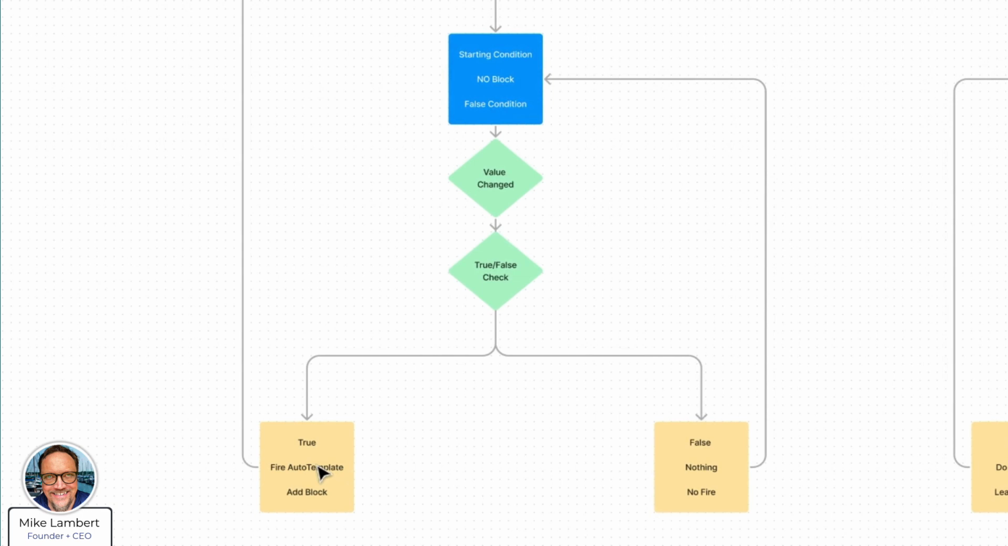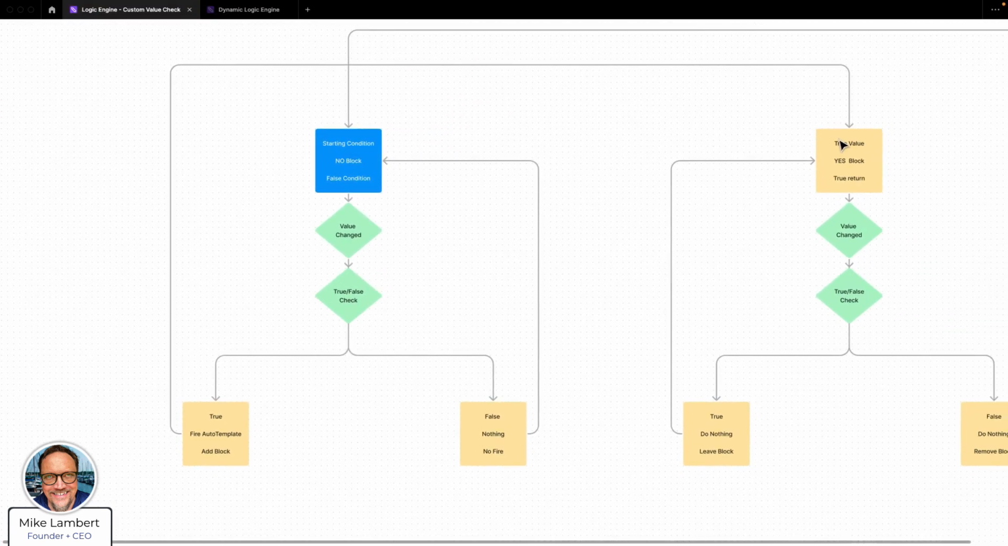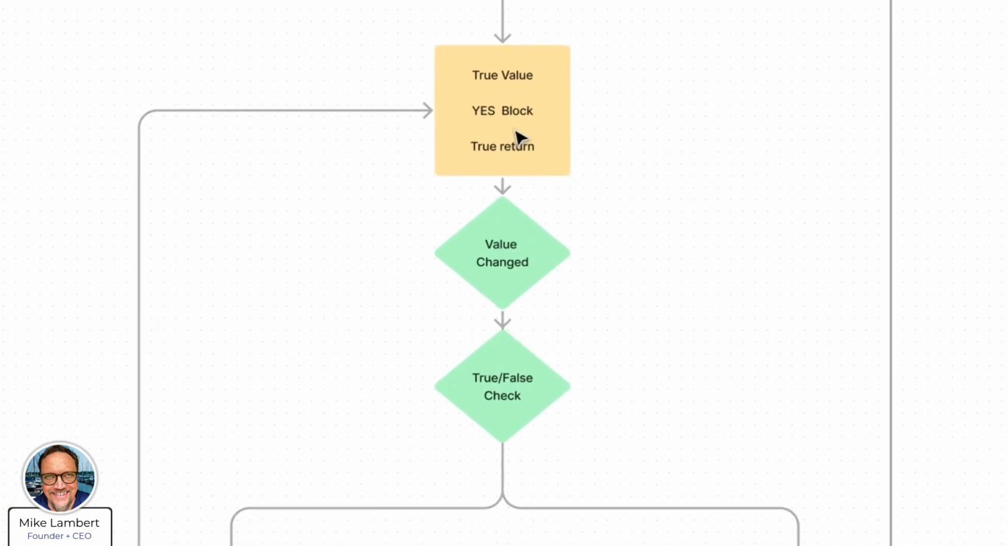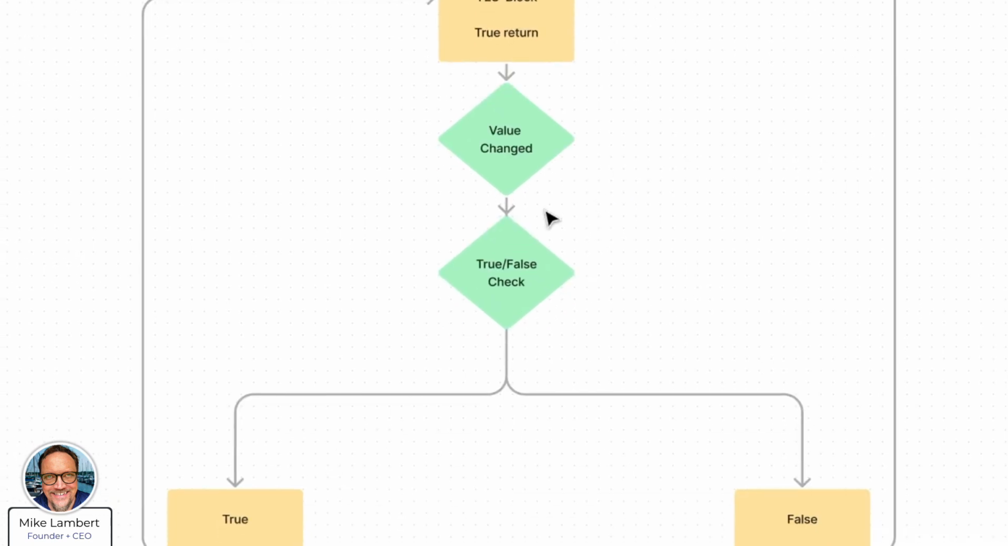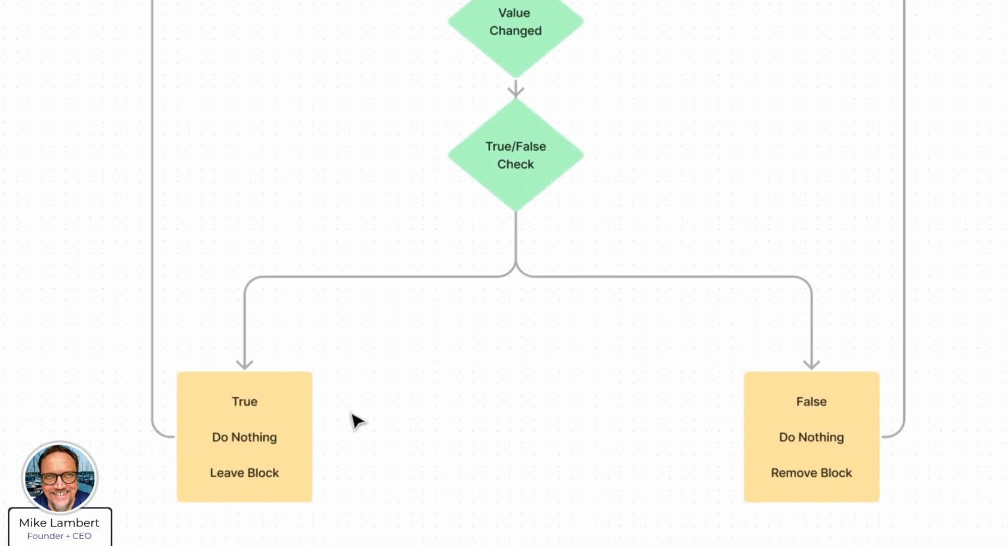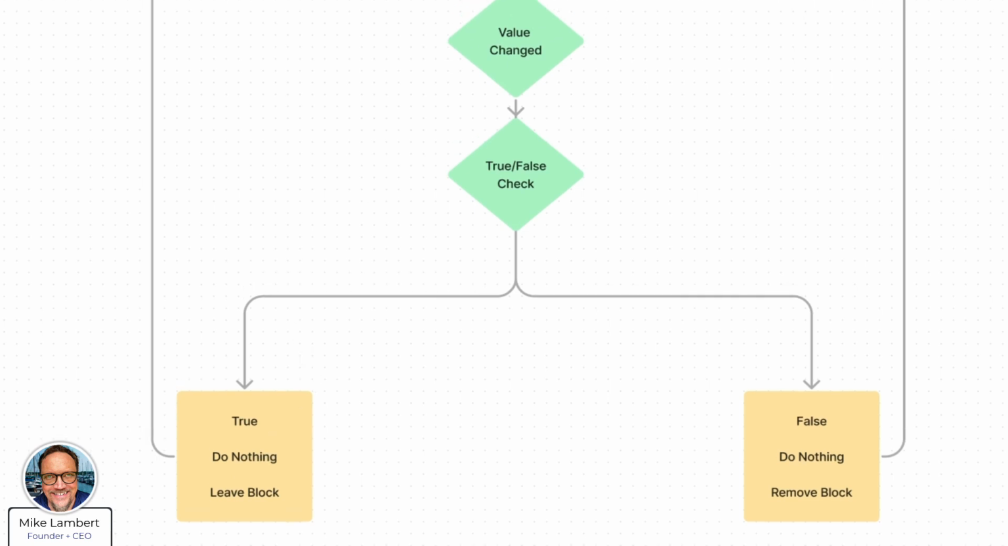So true, let's go to this condition. So now we're over here. We had a true value, and we have this block, and we're saying don't fire it unless we remove the block. So now we see the value has changed again. We check it again. Is it true or false now? And if it returns true, then we do nothing because it was true before.